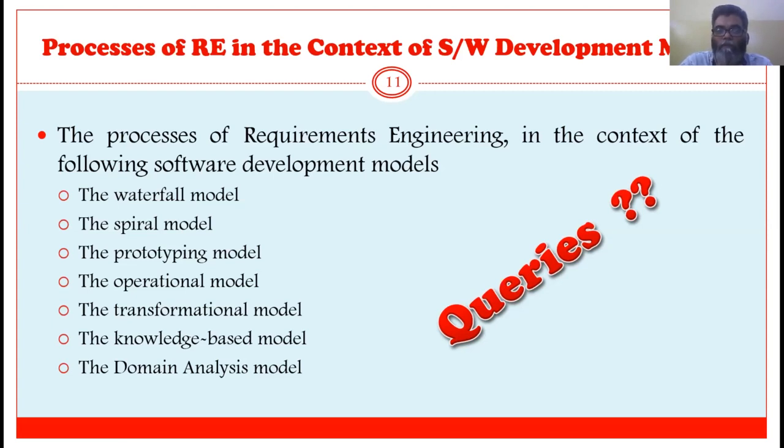In the spiral model, we have four quadrants. In the first quadrant, we are mainly concerned with objective setting. In the second quadrant, we are concerned with risk assessment and reduction. In the third quadrant, we are concerned with development and validation. In the fourth quadrant, we are concerned with review as well as planning.